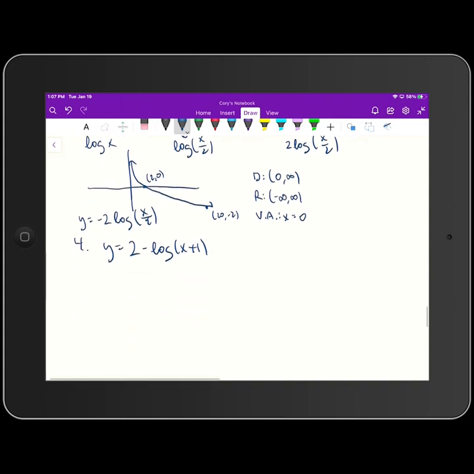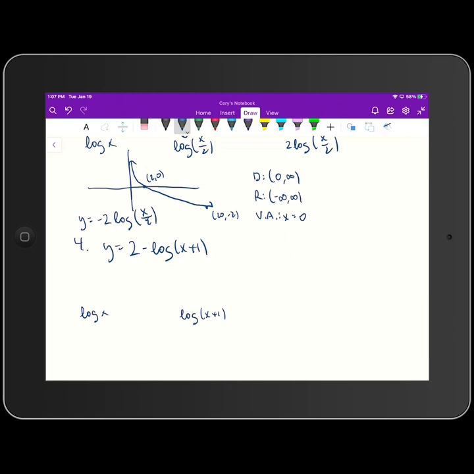Okay, last example. So y is equal to 2 minus the common log of x plus 1. So our base function is the log of x. I'm just going to go ahead and write out all the steps in order here. So the next function we're going to do is the horizontal shift. So the log of x plus 1. Then I'm going to do the vertical shift last.